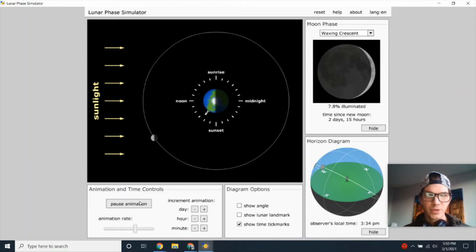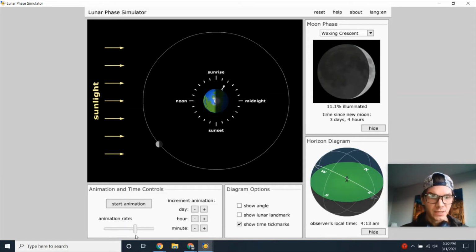It's called the crescent because of the shape. So we have this crescent shape, and we call it waxing because from this night and moving forward, the shape of the illuminated side of the moon is going to grow larger until we get to a full moon. So here's the waxing crescent phase.